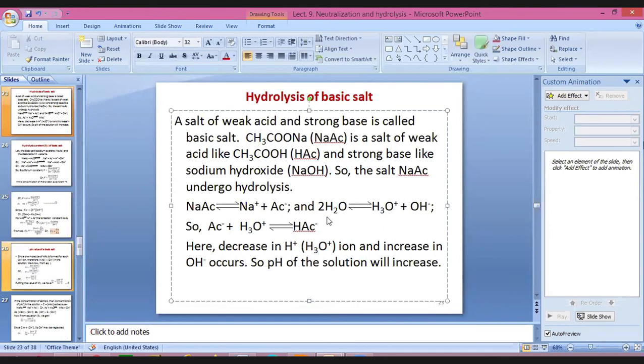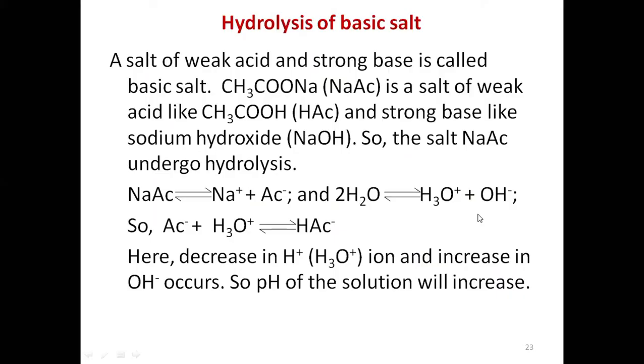Again, when water is dissociated, then it gives hydronium ion and hydroxyl ion. So if we balance the equation on both sides, then acetic acid, আবার আমরা জানি যে when acetic acid is dissociated, then it gives acetate ion and proton ion or hydronium ion. So here, decrease in proton ion and increase in hydroxyl ion occurs. So pH of the solution will increase.